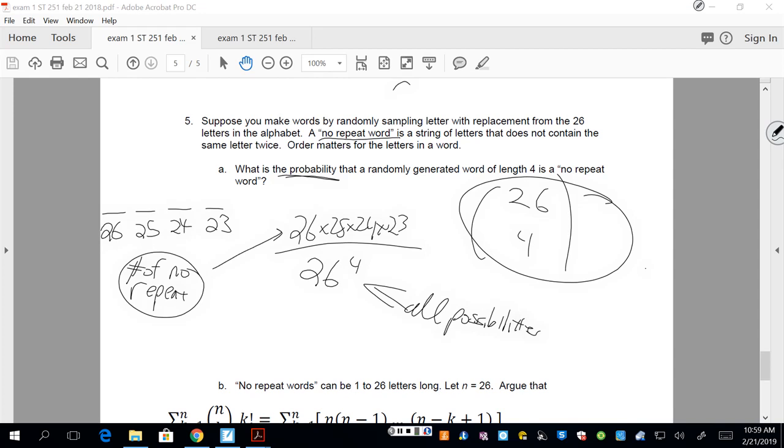Is the numerator technically the permutation formula? It's called a permutation of 26 items and choosing 4. I mean, but keeping them in order. So it's technically what's called a permutation. Okay. Yeah.